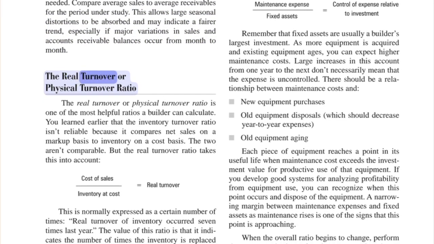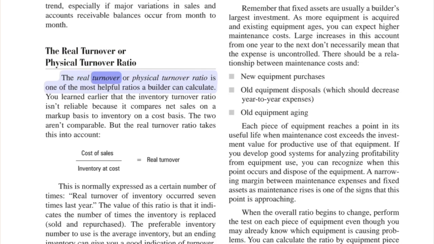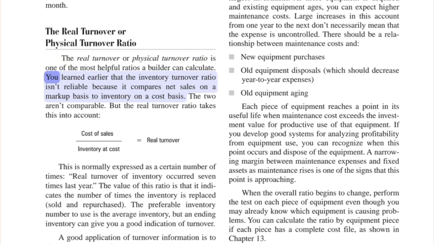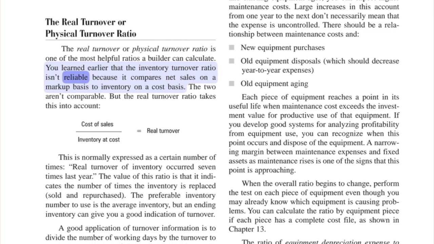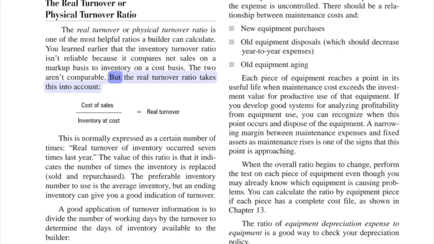The real turnover or physical turnover ratio. The real turnover or physical turnover ratio is one of the most helpful ratios a builder can calculate. You learned earlier that the inventory turnover ratio isn't reliable because it compares net sales on a markup basis to inventory on a cost basis. The two aren't comparable, but the real turnover ratio takes this into account.